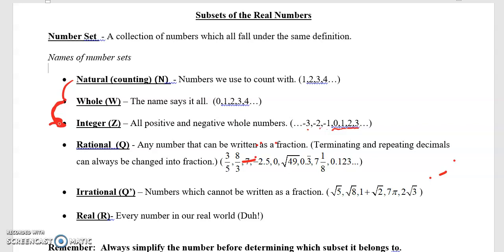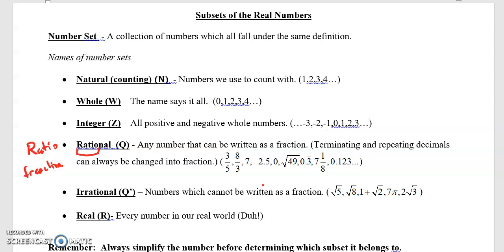Then the next set of numbers that we look at are called the rational numbers. If you look at the word rational, the first 5 letters of the word rational spell the word ratio. And the word ratio just means fraction.